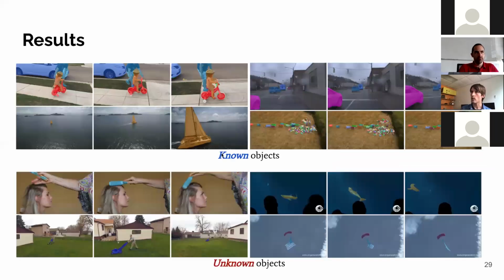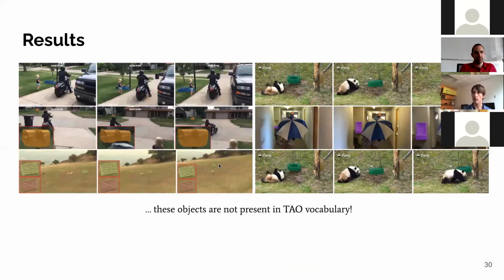Okay, so now just some visual results. Here on the top, you can see a few visual results for tracking of known objects. Here at the bottom, unknown objects, so those that were not seen during the training. And even more interesting than that, we also notice that there are other objects that are being tracked and are not even part of the TAO vocabulary.